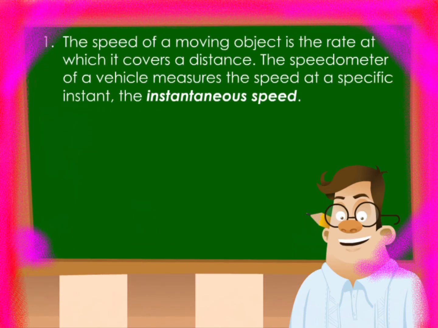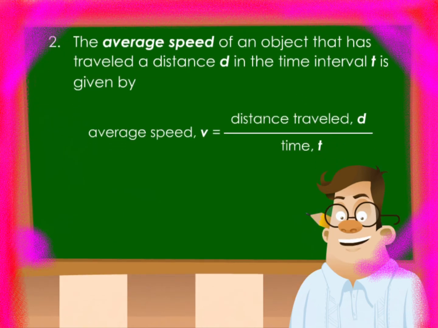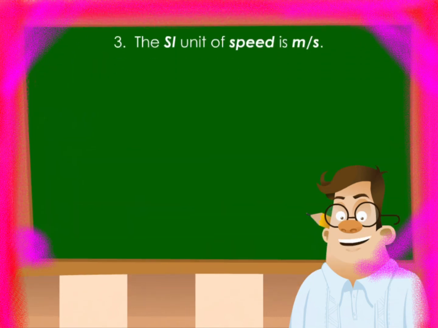The speed of a moving object is the rate at which it covers a distance. The speedometer of a vehicle measures the speed at a specific instant, the instantaneous speed. The average speed of an object that has traveled distance d in the time interval t is given by average speed, or v, is equal to distance traveled, or d, over time, or t. The SI unit of speed is m/s.